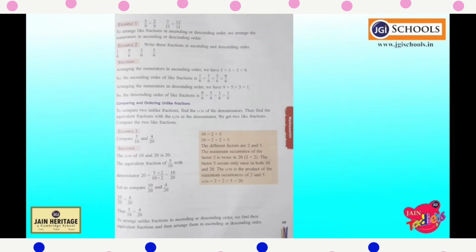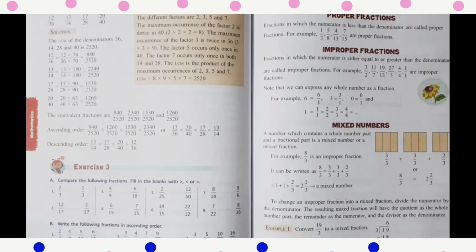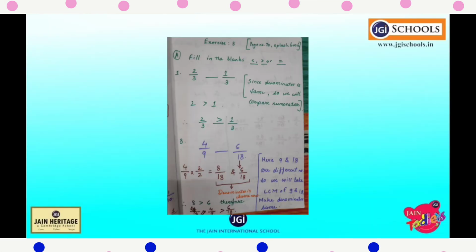It is the example page of your book, Splash book. You can solve this exercise 3 based on this. Here in question number A, the first one, the denominator is the same, so we are comparing the numerators only, and 2 is greater than 1. And in the second one, the denominator is different, it is 9 and 18.